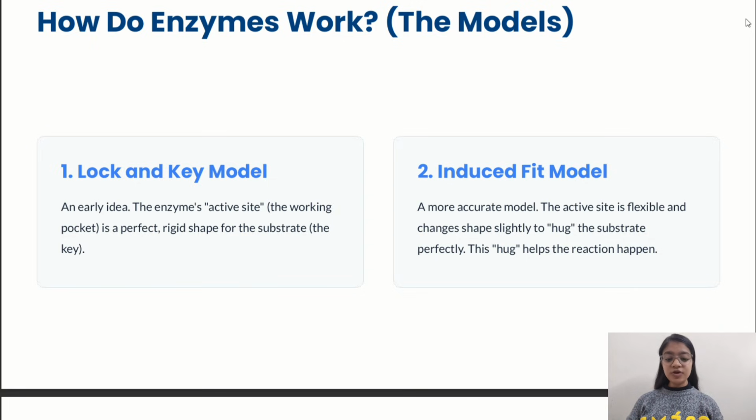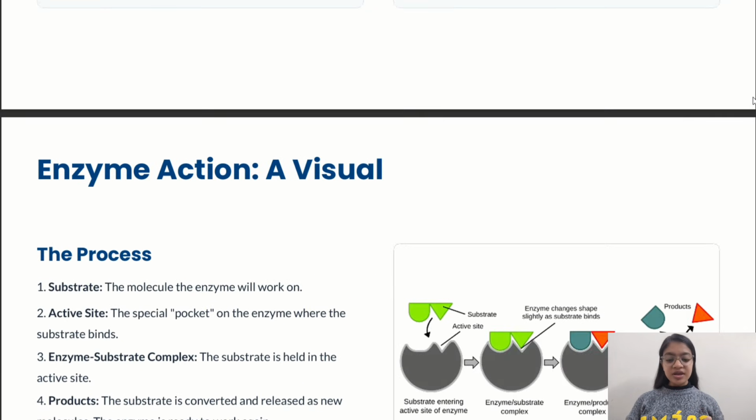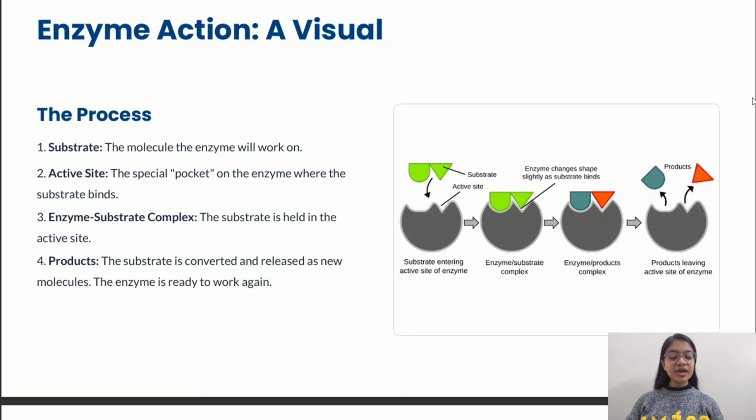In the induced fit model, the active site is flexible. When the substrate approaches, the enzyme actually changes its shape slightly to perfectly wrap around the molecule, like a glove fitting a hand. This tight hug is critical because it puts strain on the substrate's chemical bonds, making them much easier to break. This is the first essential step in any enzymatic reaction, that is the formation of the enzyme-substrate complex.